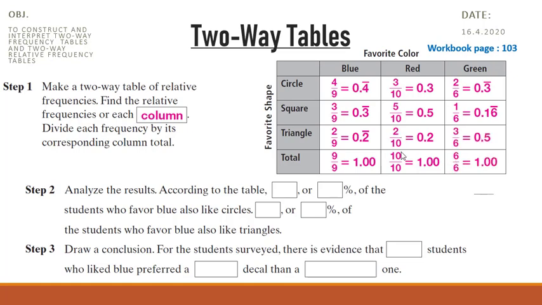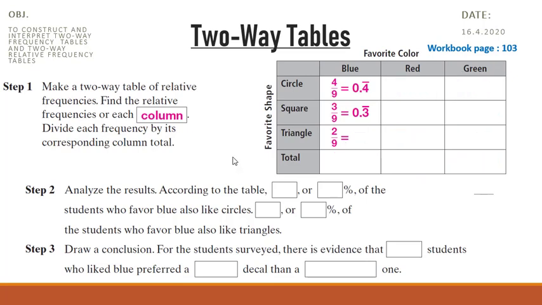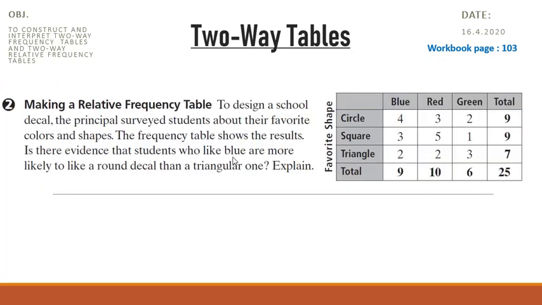Okay, Ahmed, you are asking why we are finding the relative frequency according to column, not row, right? That's your question. Okay. Let's go back to the question.